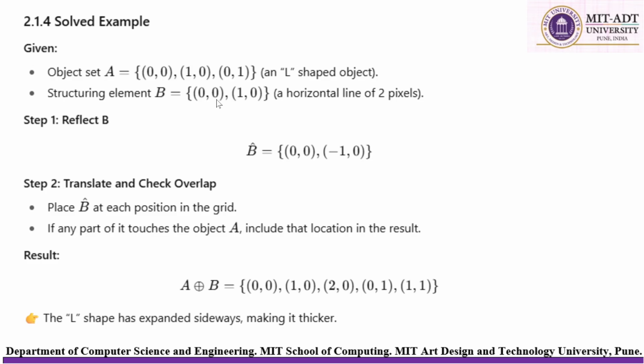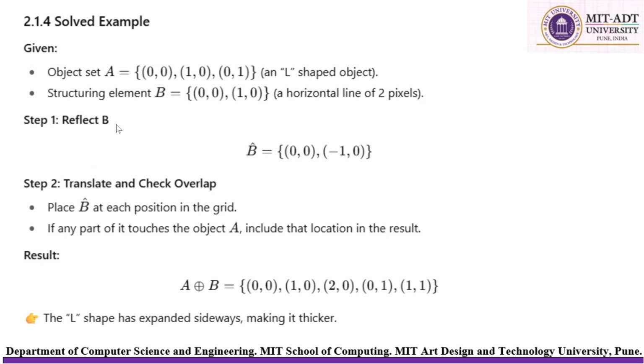And let us say you choose a structuring element denoted with B, which is equal to: the pixel position at 0 0 has value 1, and the pixel position at 1 comma 0 has a value 1. So it is simply a horizontal line of 2 pixels. This is my structuring element. Structuring elements are usually smaller than your input image.